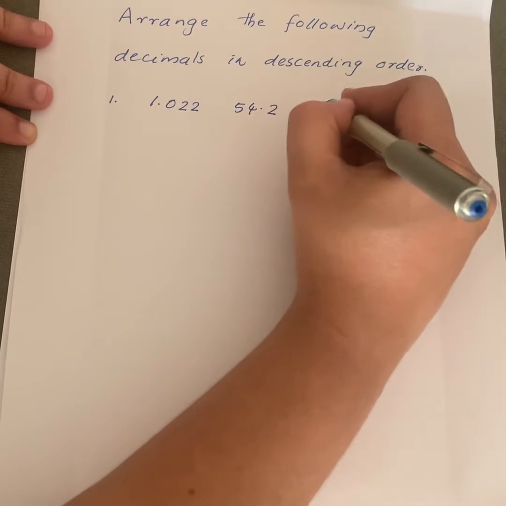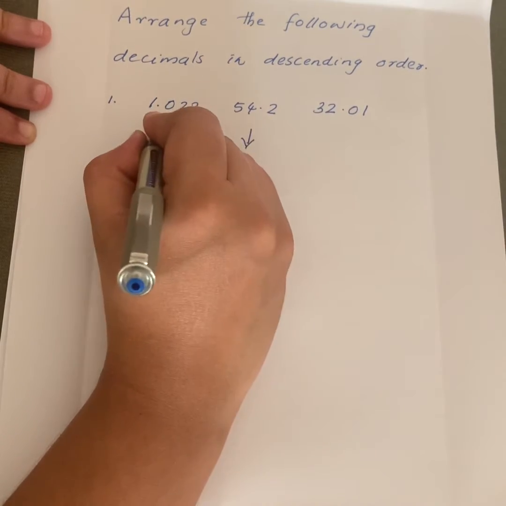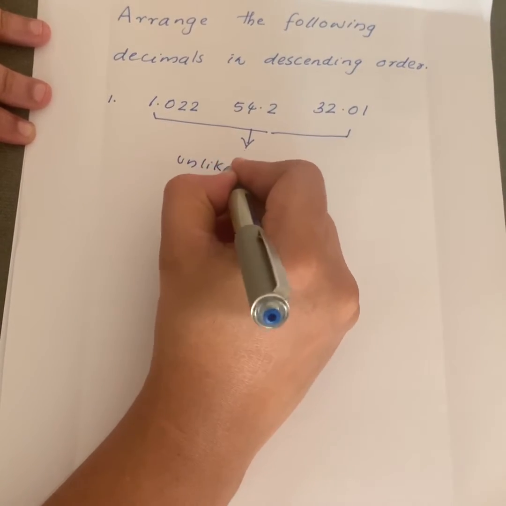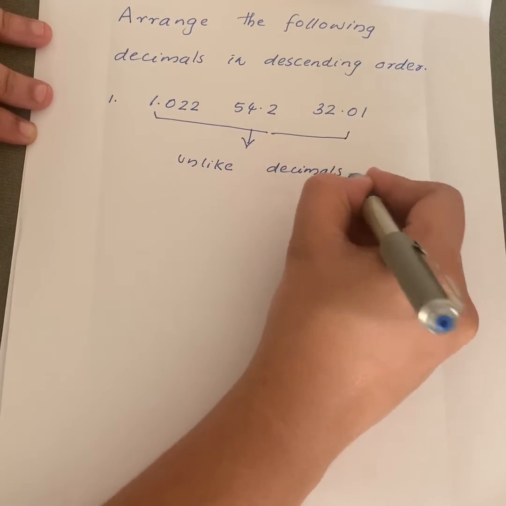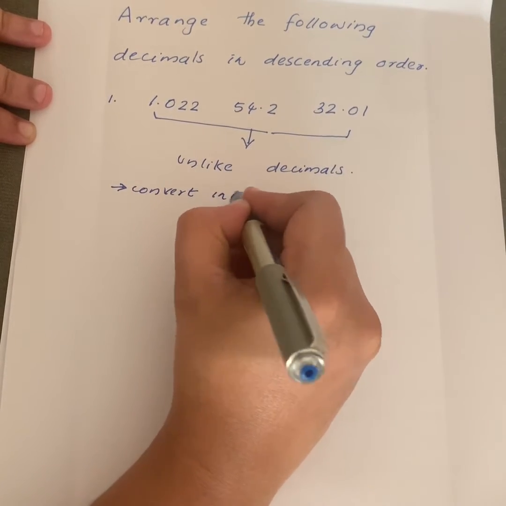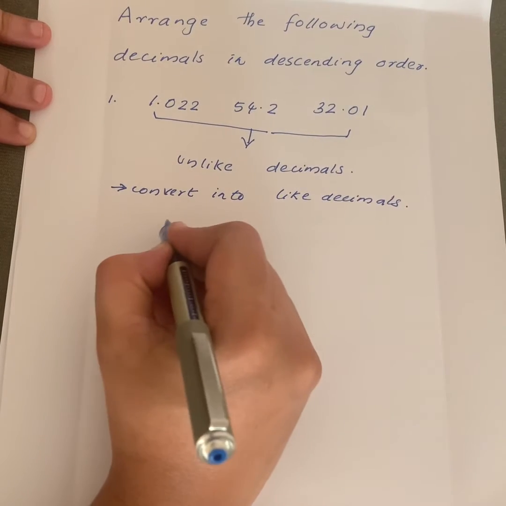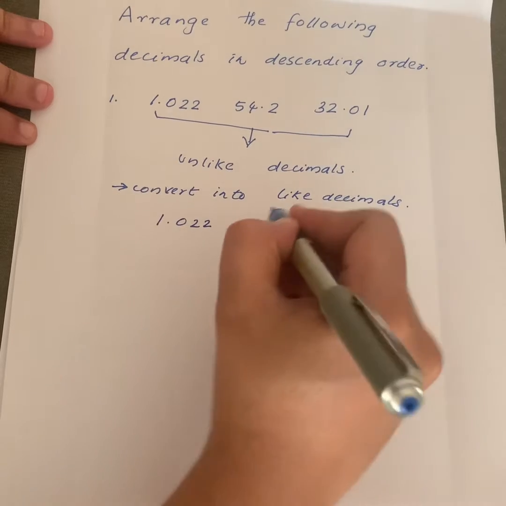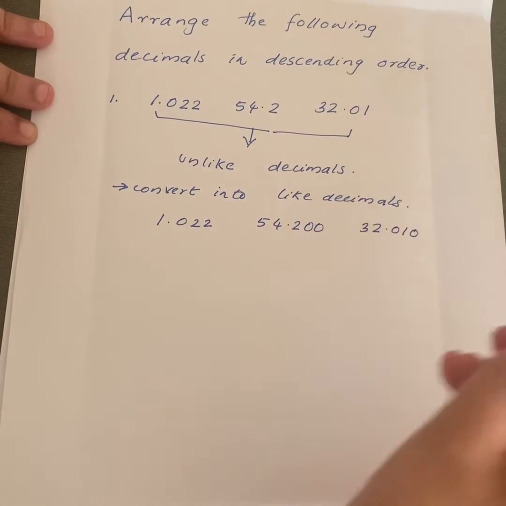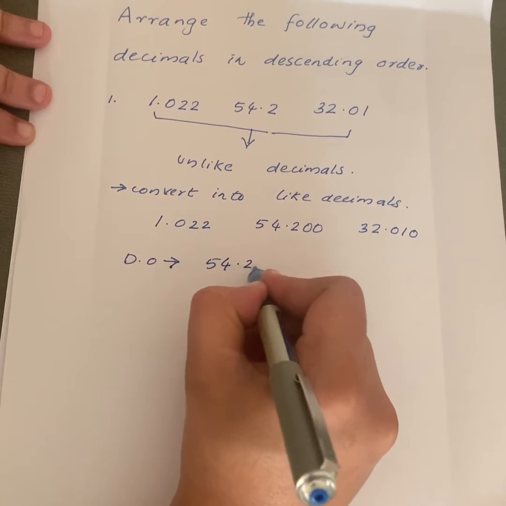Here, first question: 1.022, 554.2 and 32.1. So these numbers are unlike decimals. The first one has 3 places after the decimal, the second one has 1 place, and the third one has 2 places after the decimal. So we have to convert them into like decimals. For converting the given decimals into like decimals, we have to add zeros. Then we can write the descending order.